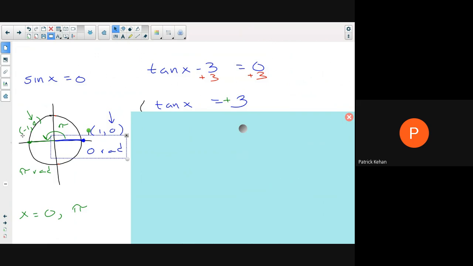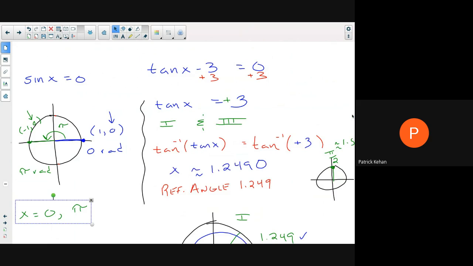Moving around the circle in the positive direction, I find another angle that intersects the circle with a y coordinate of 0. It's right here. That's going to be pi radians, or 180 degrees. So for this particular factor, sine x, we have two angle solutions, 0 and pi radians. Now we're going to move into solving the second piece. We have tangent x equal to positive 3.